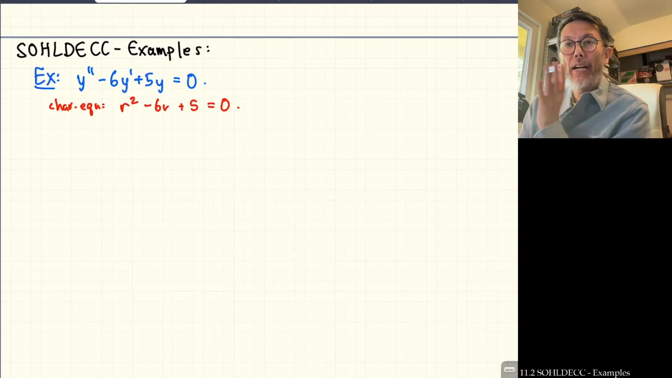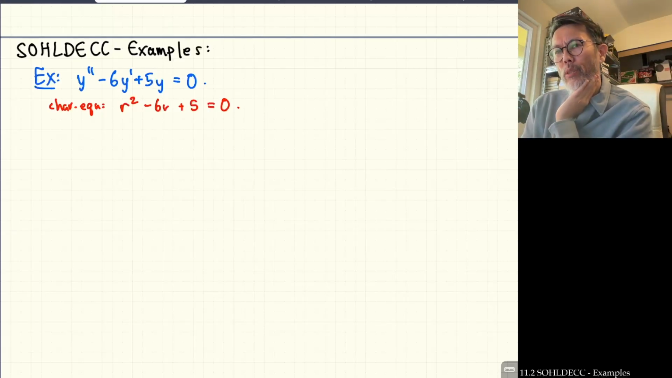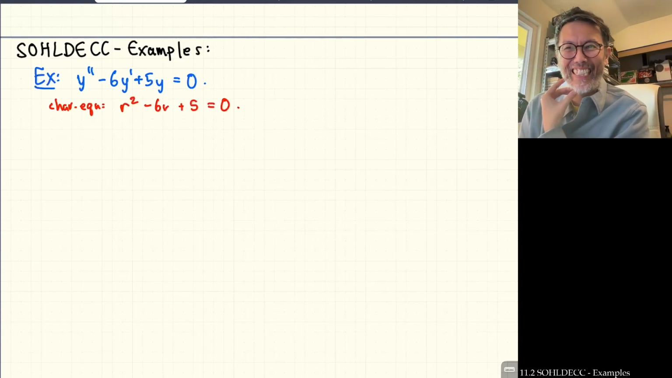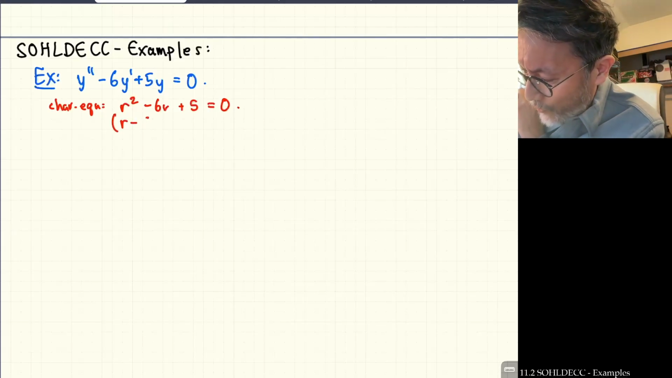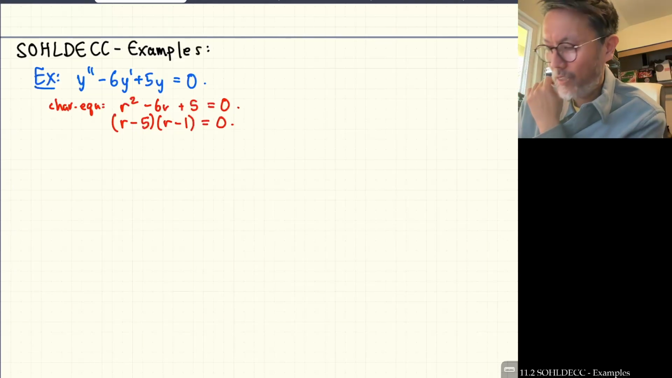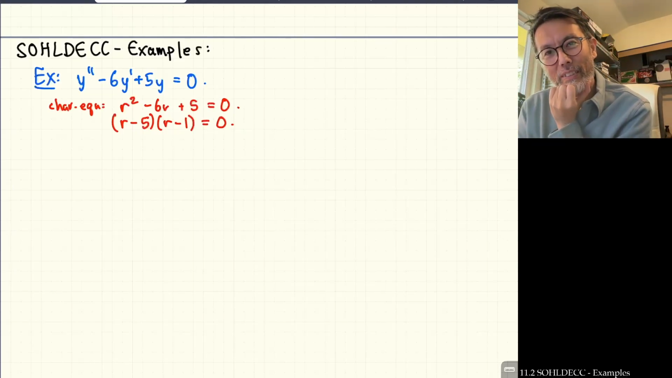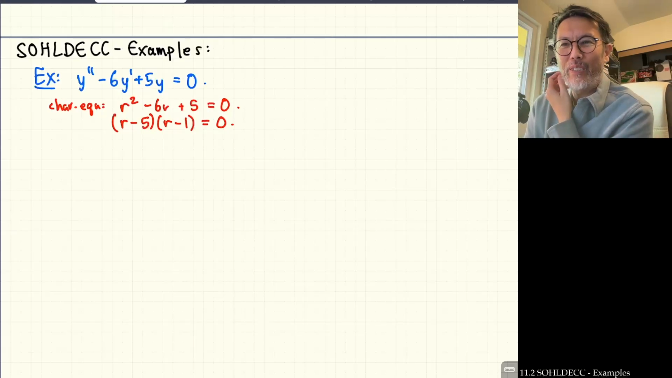And again, I insist that you should know ways of solving this equation in all situations, okay? One way that I think works here is that this thing factors. I think it factors into r minus 5 and r minus 1. Yeah, it works. Okay, miracle. Great.